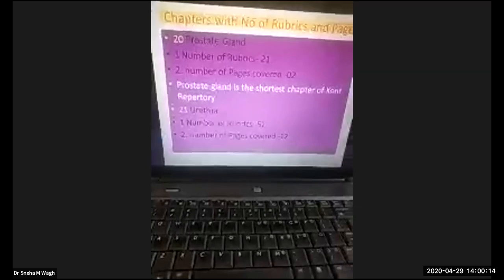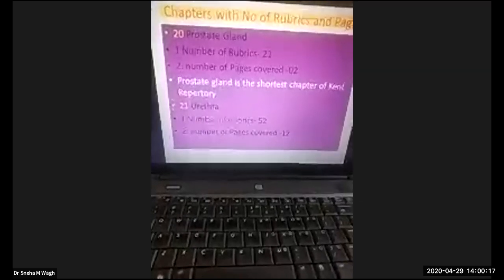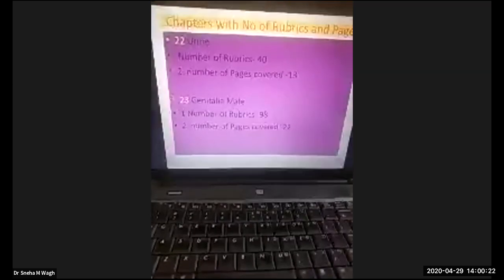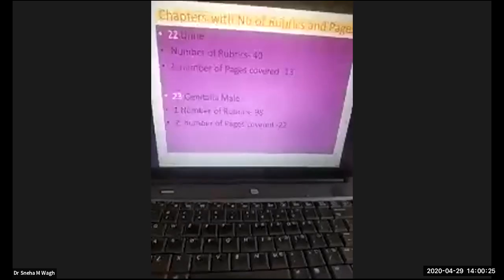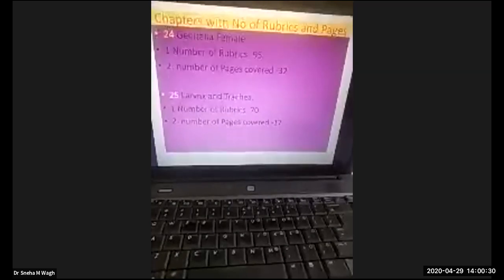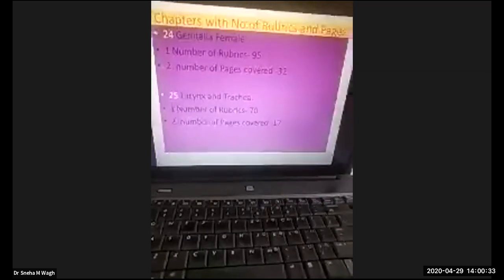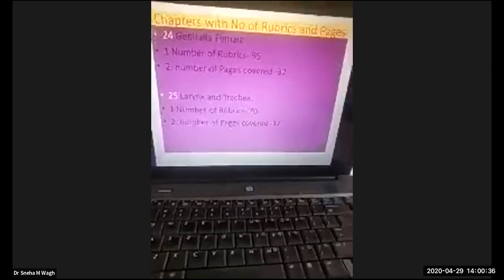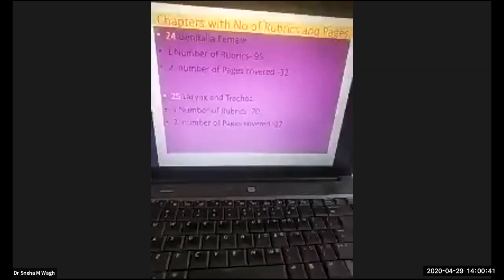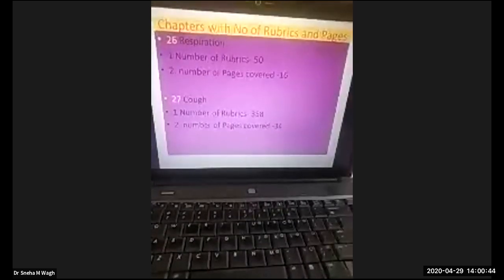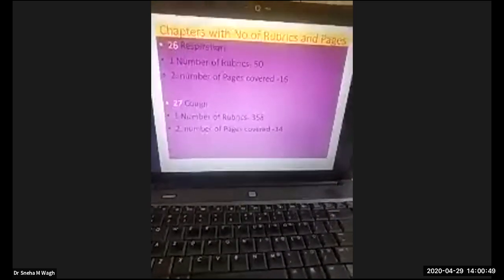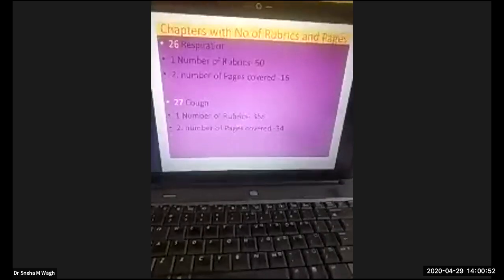Urethra, 52 rubrics and 12 pages. Urine, 40 rubrics, 13 pages. Genitalia male, 98 rubrics with 22 pages. Genitalia female, 95 rubrics, 32 pages. Larynx and trachea, 70 rubrics and 17 pages. Respiration, 50 rubrics and 16 pages. The next chapter, the 27th, is Cough.